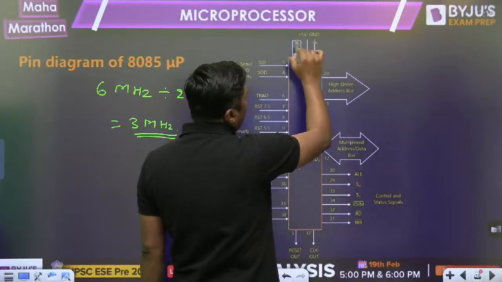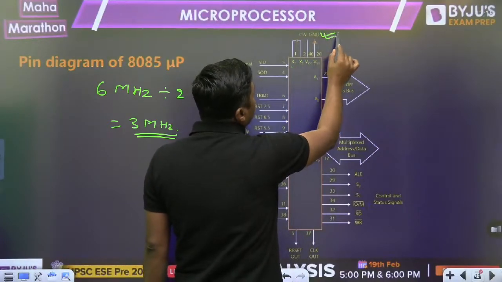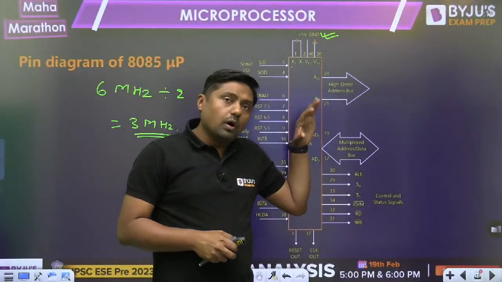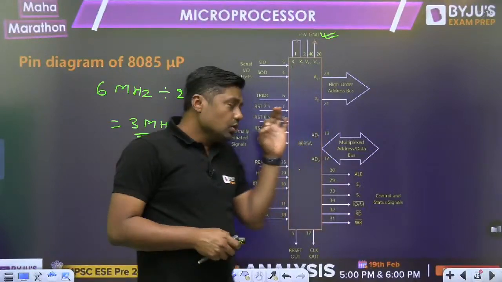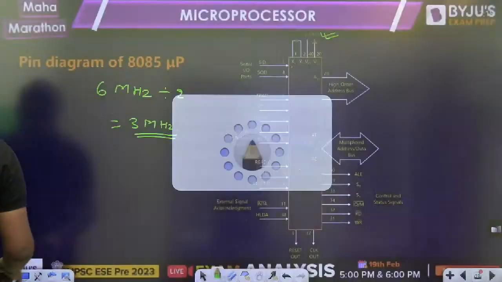Then second, this is the supply. Always remember 5 volts; you have to apply the supply. And then this is the ground pin. Now, address lines, right? So what is the basic purpose of this microprocessor? I just want to explain.